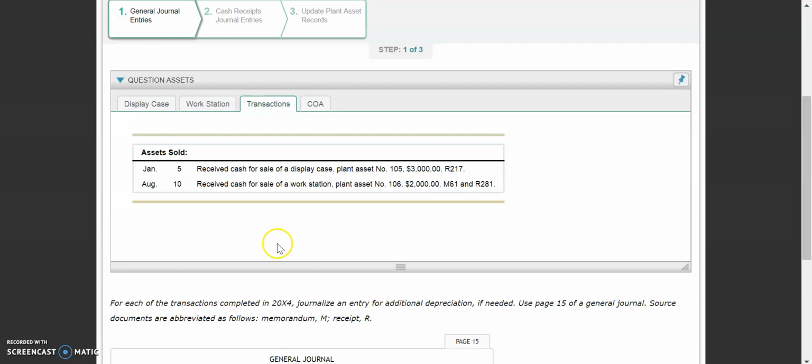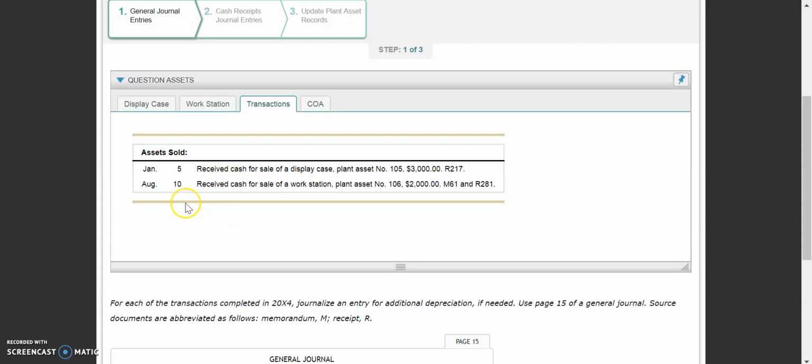So let's look at the January 5th one because it says that we received cash for the sale of a display case, plant asset number 105 for $3,000. Remember that because January 5th is actually going to be closer to January 1st than to February 1st, we do not have to journalize the sale of our January 5th one here because there is no additional depreciation. It's going to end at the end of the fiscal year, which is really helpful for us.